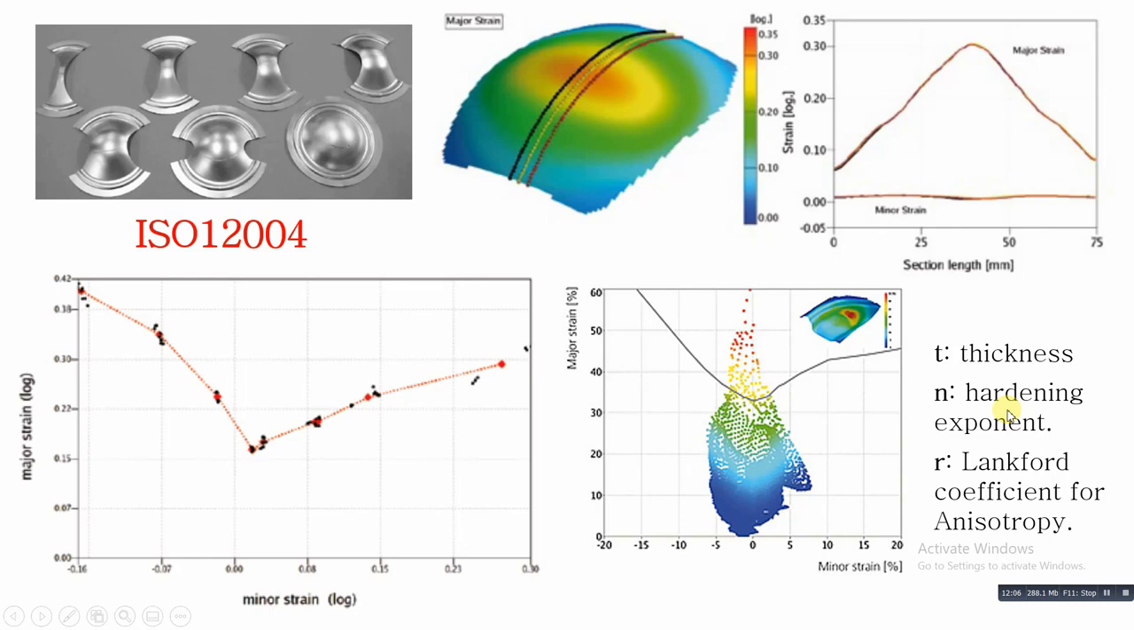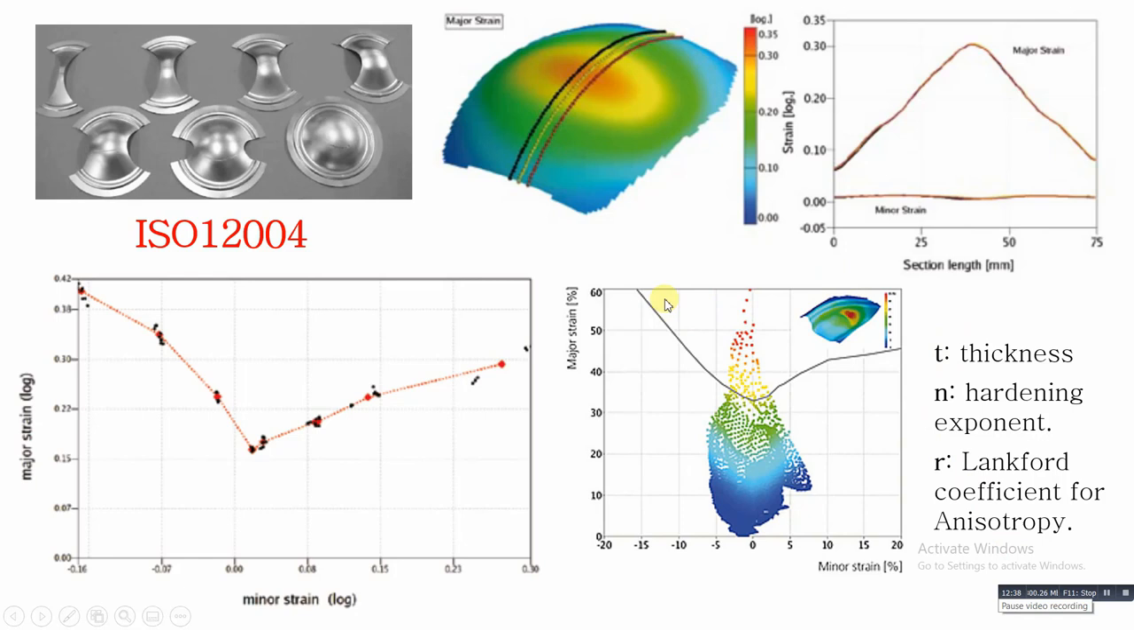Anisotropy, as we know, indicates how the material behaves in different directions. If the material behaves in the same way in all directions, it's called an isotropic material. But most materials behave anisotropically. So this is the Langford coefficient R, and it's a property of the material. So knowing t, n and R, we can have the forming limit curve without making the Nakajima test.